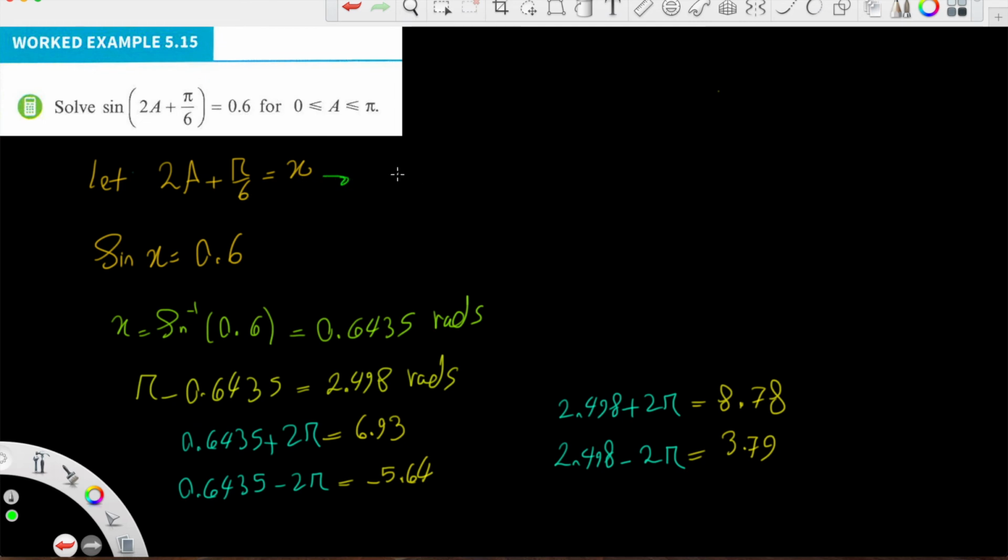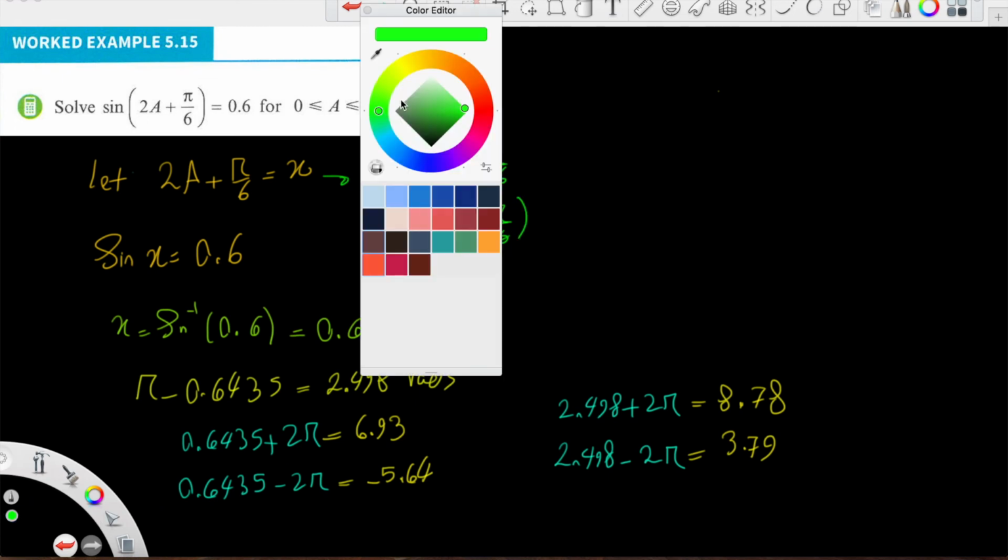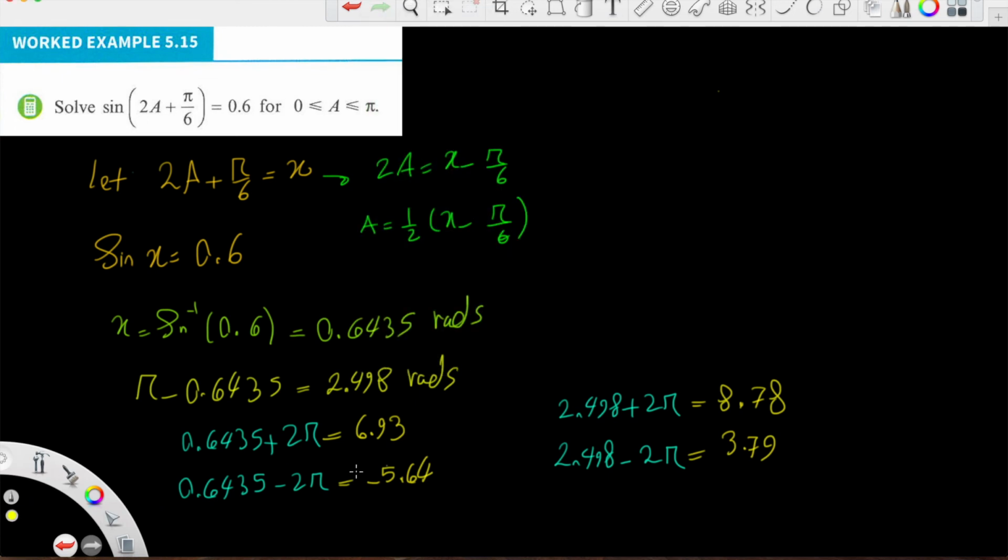So we are looking for a. 2a is equal to x minus pi over 6. So a will be half of x minus pi over 6. So for all these angles that we found, we should substitute them in this statement in order to find x.